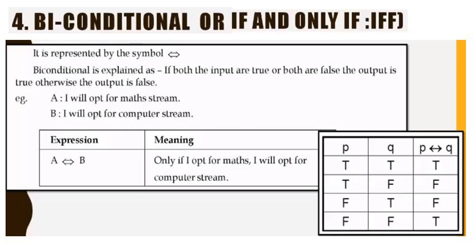The table given below: in the first case, P is true and Q is true, so the result is true. If P is true and Q is false, the result is false. If P is false and Q is true, the result is true. And if P is false and Q is false, the result is true.